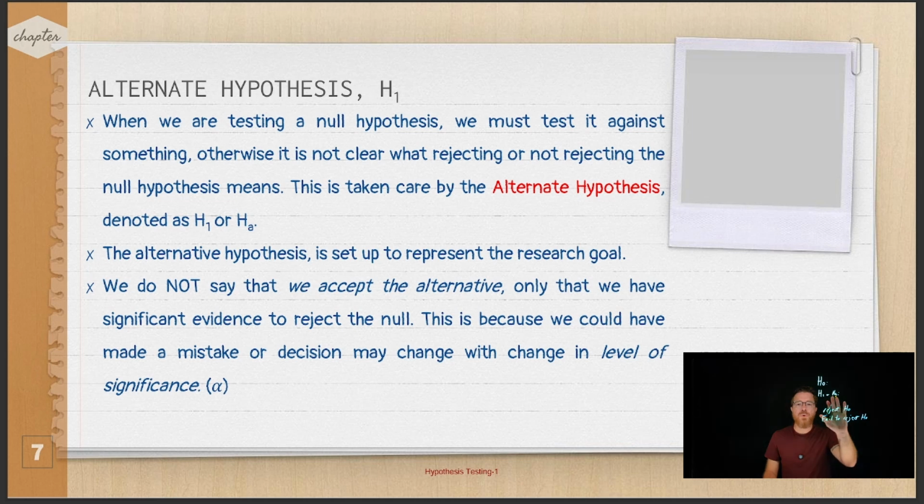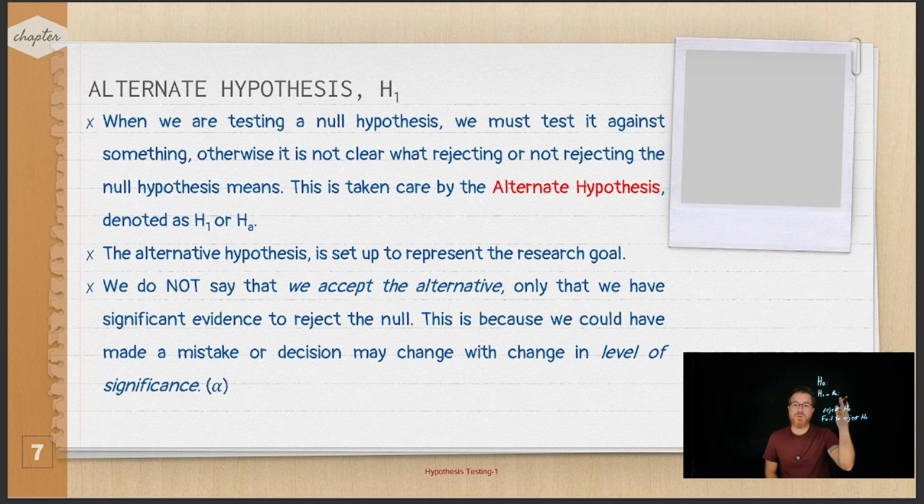So let's talk a little bit more about this alternate hypothesis. When we are testing some null hypothesis, we have to test it against something, otherwise it's not clear what rejecting or failing to reject our null hypothesis means. And this is why it's so important to look at the claim that we believe is true, our alternate hypothesis, because that's going to give us the alternate conclusion based on whether we reject or fail to reject our null hypothesis.